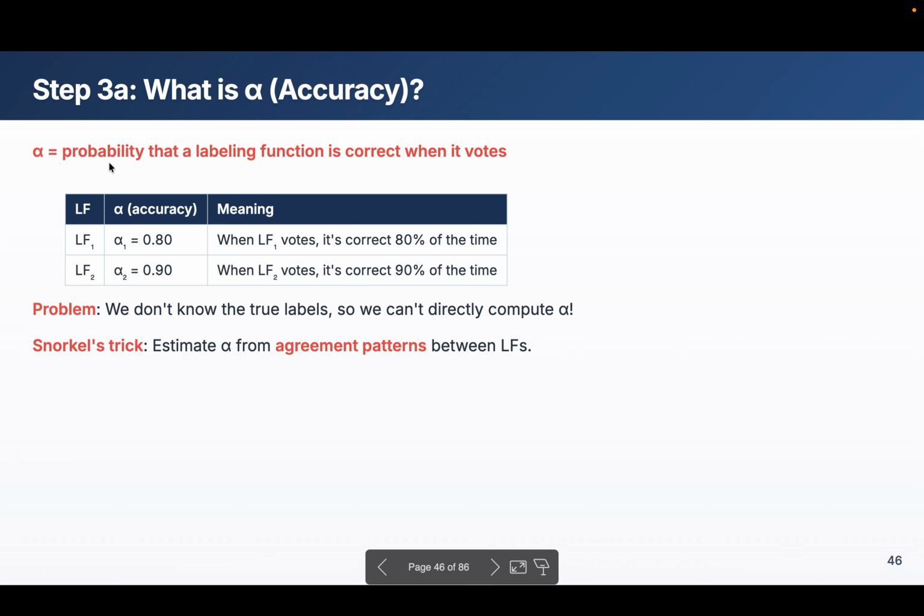We will be using a variable called alpha to denote the probability that the labeling function is correct when it votes. So let's say that for labeling function 1, alpha 1 is 0.8. It means that when it is voting, meaning it is not abstaining from voting, it is correct 80% of the time, and similarly perhaps when LF2 votes, it is correct 90% of the time. So we somehow want to estimate these quantities alpha 1 and alpha 2 from our functions themselves.